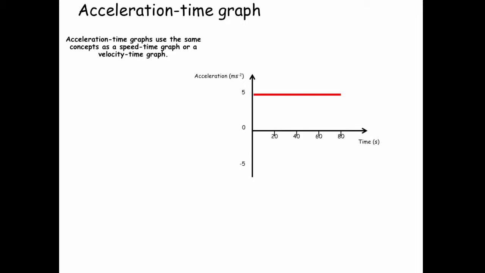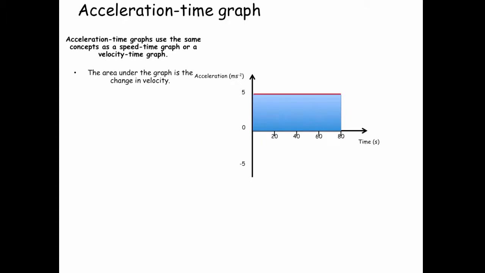Okay, acceleration time graphs use the same concepts as the speed time graph, velocity time graph or displacement time graph. Two things we need to consider: we'll look at the area under the graph and we'll look at the gradient. There are two things to cover. The area under the graph is the change in velocity.